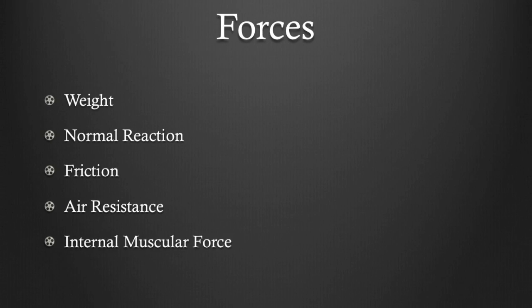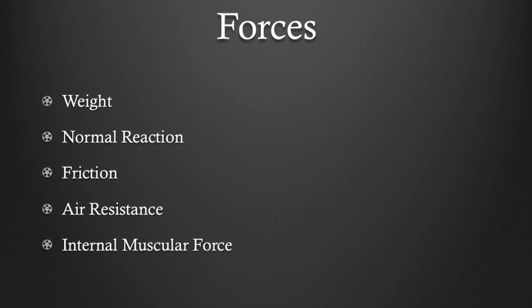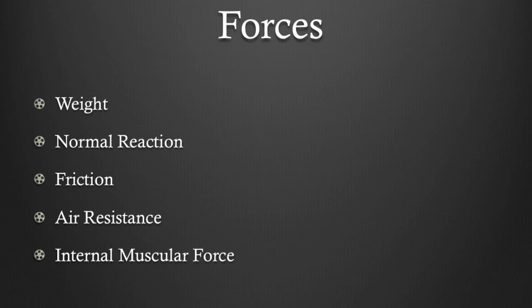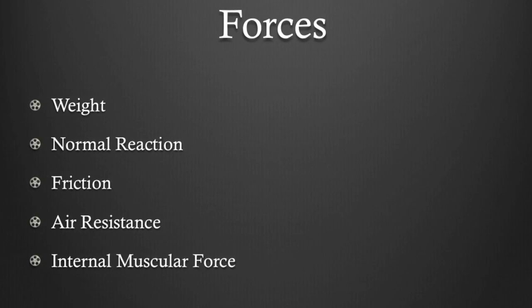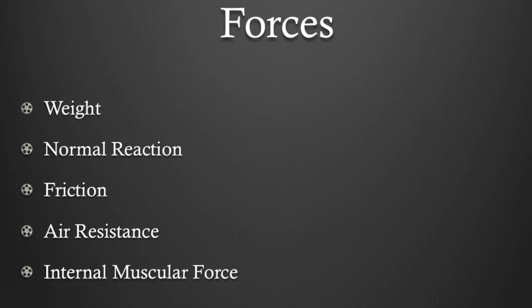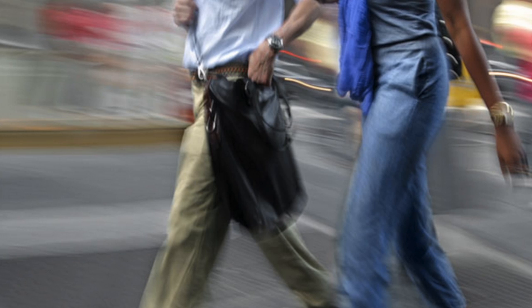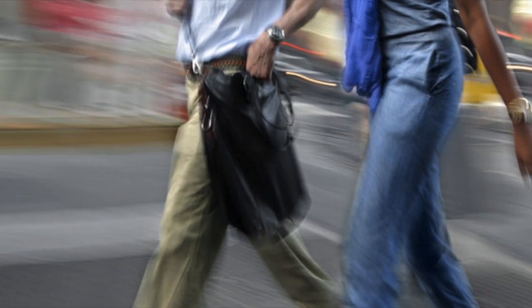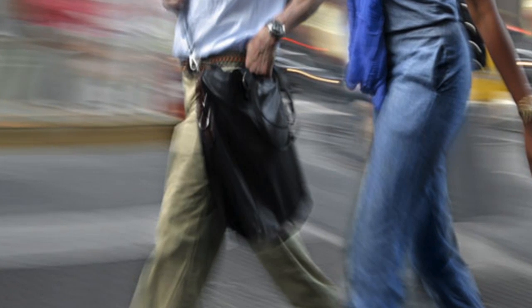The forces that are involved in walking during the stance phase consist of weight, normal reaction, friction, air resistance, and internal muscular force. The amount of force being applied will determine the velocity and energy it takes to go through one gait cycle. The less efficient someone is in placing their forces in walking, the more energy it will take to gain velocity and locomotion. This can be attributed to Newton's third law.